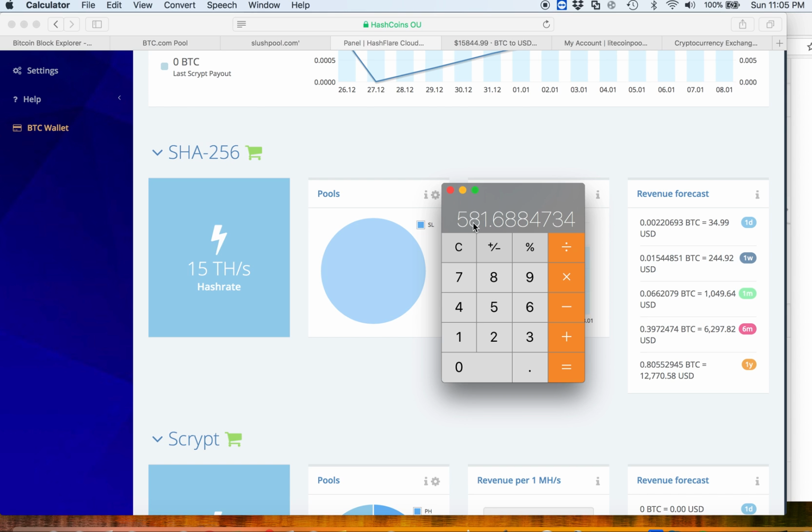That's the difference. And with this calculation, they already subtracted the fees, the average fees that Hashflare takes out from the account. So right now it's getting pretty close. I'm using 100% Slush pool on Hashflare, and also I'm using Slush pool now on my Antminer S9.